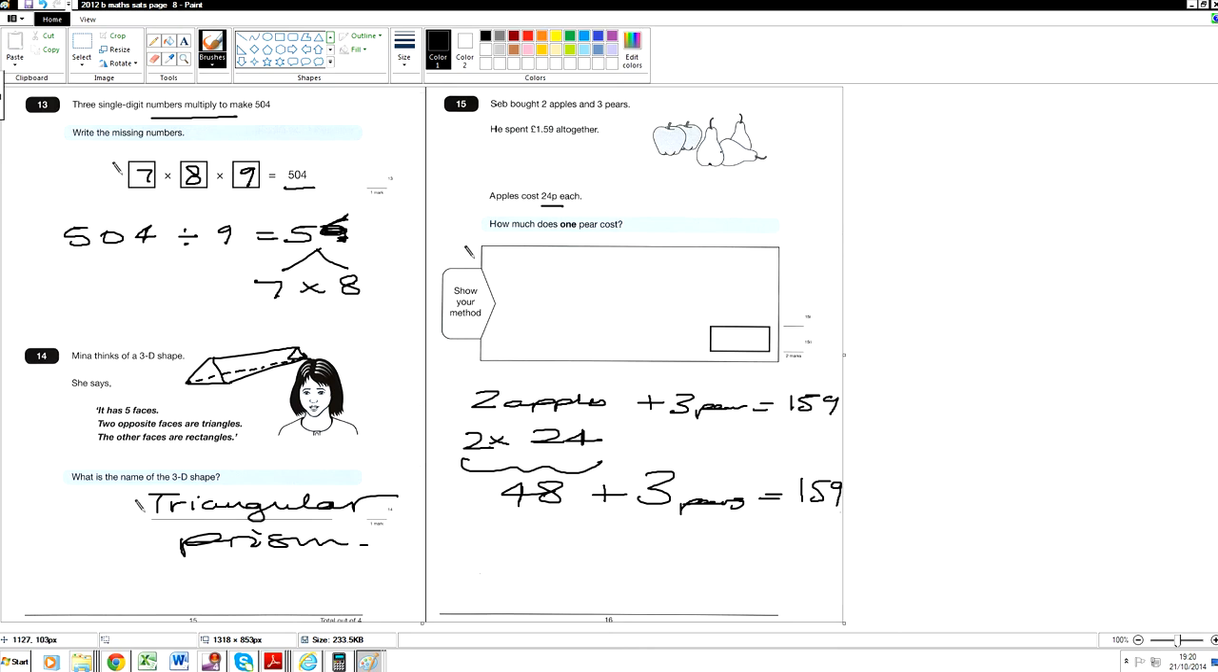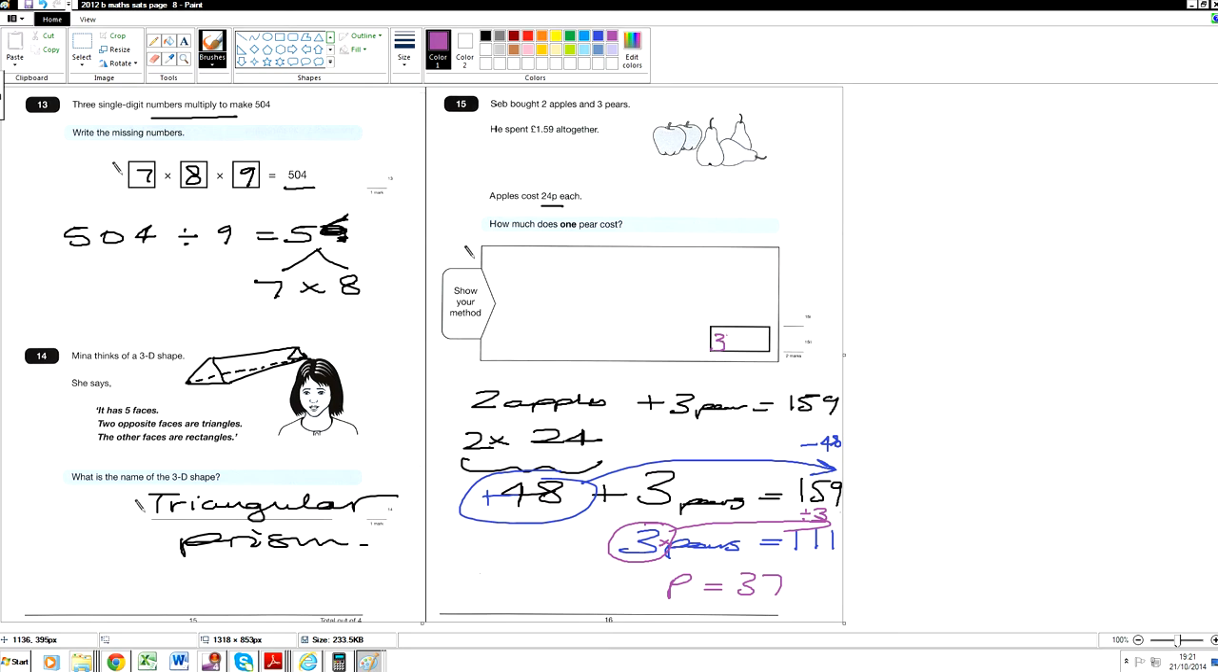What did we say before when we solved the equations? Okay, Zainab, what do we do here? The opposite of add 48 is take away 48 on that side. So what's 159 take away 48? That will give you 111. Now I don't want to work out the cost of 3 pears, I want to work out the cost of 1 pear. So the opposite of times by 3 is divide by 3. Excellent. 111 divided by 3 will give us an answer of 37.